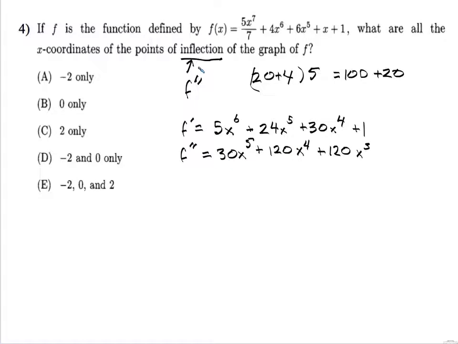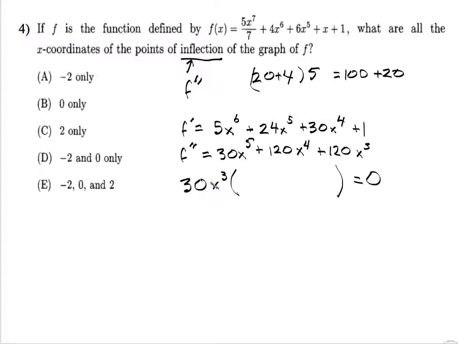In order to find a possible point of inflection, what do I need to do? It's kind of like the critical value for the f prime test, but it's a little bit different for the f double prime test. Set it equal to 0. So I'm going to take out a 30x cubed, and I'm going to set it equal to 0.